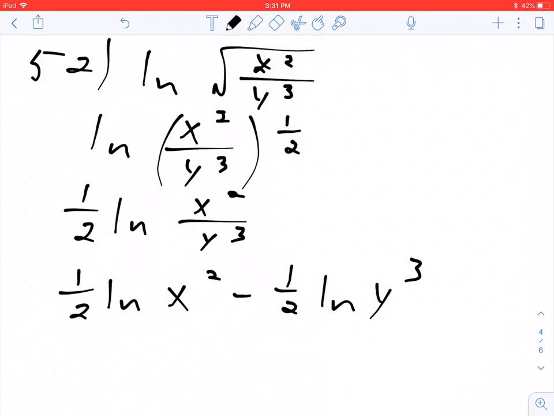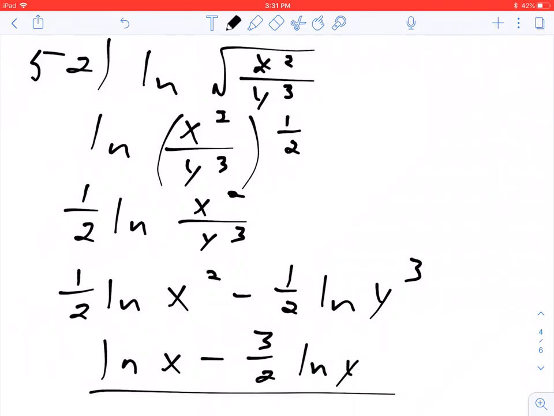And now, one more time, we're going to utilize the power property, and this square on the x is going to come out front, and it's going to multiply the 1/2. So 1/2 times 2 is 1, so it actually goes away. On the right-hand part of the expression, we have this 3 that's on the y. The power property allows us to bring that down. It's going to multiply the 1/2, and we end up with 3/2 natural log of y. There's your final expression: natural log of x minus 3/2 natural log of y.